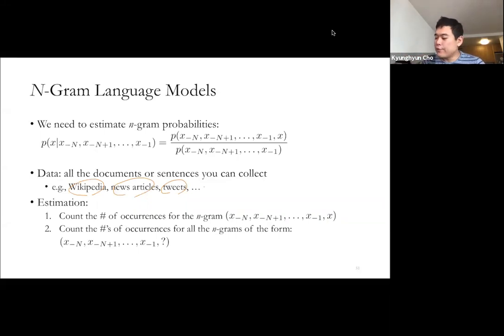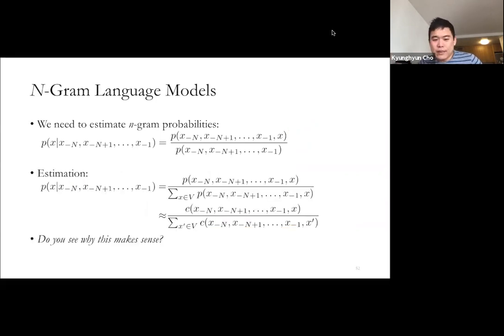Once we have all those articles or sentences from Wikipedia and news, we go into the stage of estimation. How do we compute the n-gram probabilities? We look at the number of occurrences of the n-grams. We first need to compute the numerator, and for that all we need to do is count how often this n-gram actually happened. To compute the denominator, we count the number of occurrences of all the n-grams of the form where all the previous words are followed by anything. Then I can just sum them up.